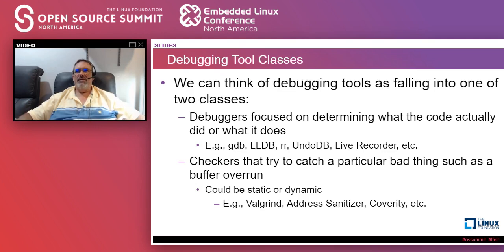Now, when we look at debugging tools, they basically fall into one of two different classes. Either they're a debugger, like LLDB or GDB, Live Recorder, etc., or they're some sort of a checker. Now, in particular, checkers and profilers are focused on trying to find bad things: stack overflows, misuse, double freeing of memory, those kinds of things. How we're using the caches, address sanitizers, and even some of the static code analysis tools like Coverity fall into that category, because they do have the ability to look at threading possibilities, the threading interactions, and go, well, there could in fact be a problem here.